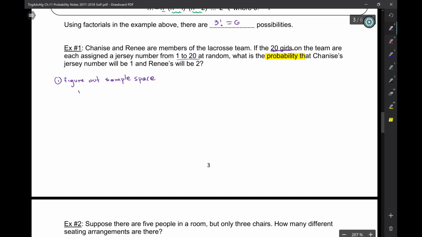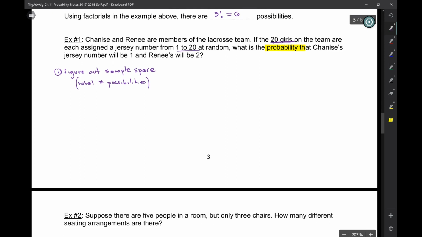Sample space is the total number of possibilities. Okay, so let's think about this for a minute. There are 20 girls, right? Suppose those are all the girls and it goes up to 20, and they're getting numbers from 1 to 20.